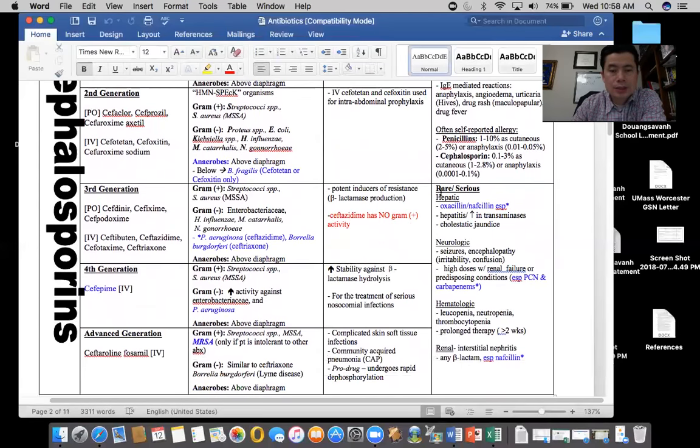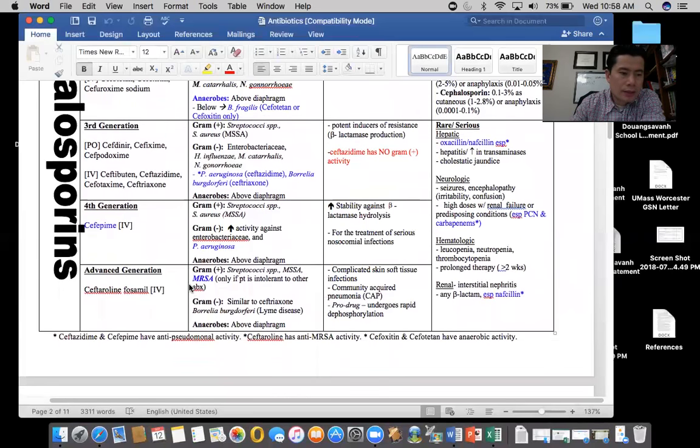And same thing, you get the rare but serious effects of hepatic problems, increased transaminases, and seizures, especially with the penicillins and the carbapenems. The advanced generation cephalosporin, I don't think we've ever seen this. It's probably really expensive, from what I gathered. It's usually used for community-acquired pneumonia. It's a prodrug that undergoes rapid dephosphorylation. And then it can cause renal problems, interstitial nephritis with any beta-lactam.